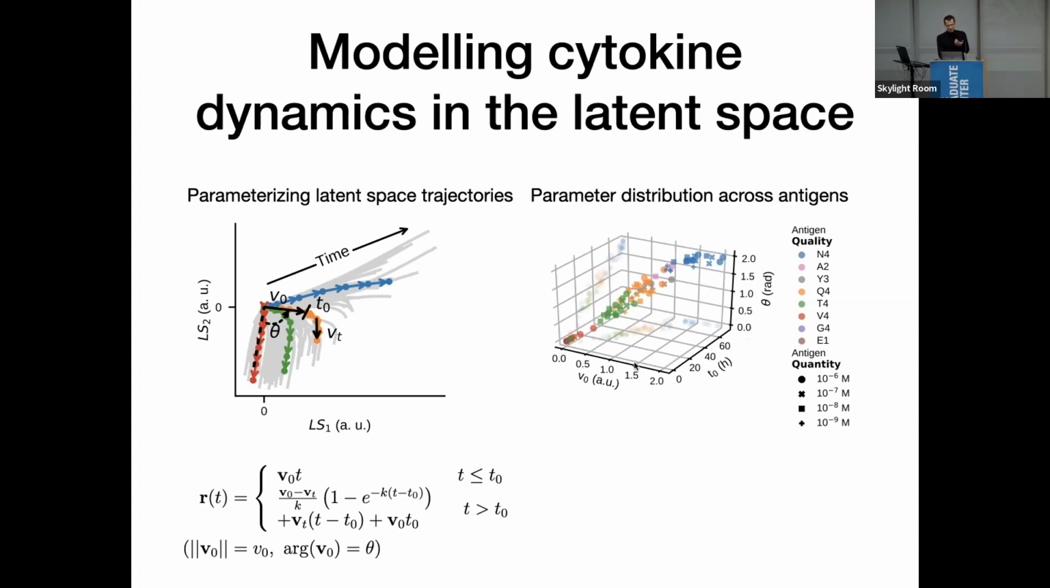And moreover, all parameters are correlated. So it means we're not very efficient in our model because in fact, it's a 1-parameter model. You need 1 parameter to describe those curves. And this parameter is, as you can see, antigen quality.